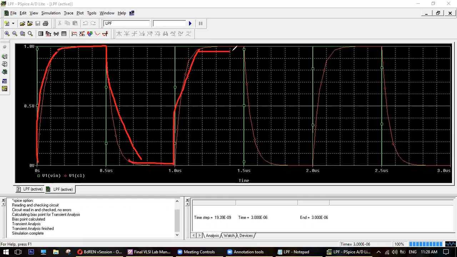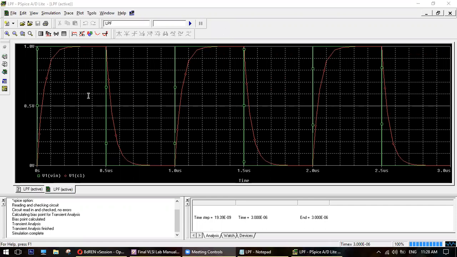Red one is not exactly a square wave, but it is almost a square wave. Okay? So your input is passing. That means it is a low pass filter. It is already passing your input.